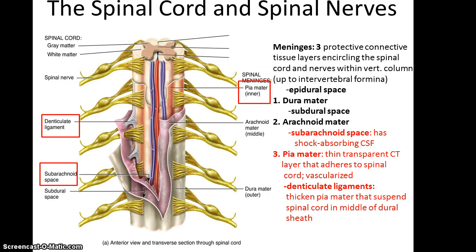Then deep to that is the pia mater, which is a thin, you can see it up here, thin, transparent layer of connective tissue, and this actually adheres directly to the spinal cord. And it is vascularized, so it's also what's carrying blood vessels to nourish the spinal cord. And then there are these little connective tissue outcroppings, which are basically thickened layers of the pia mater, and they help suspend the spinal cord in the middle of the dural sheath.